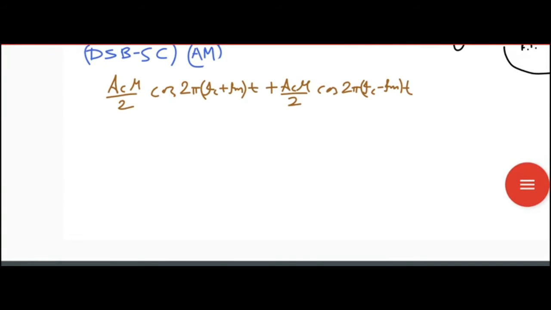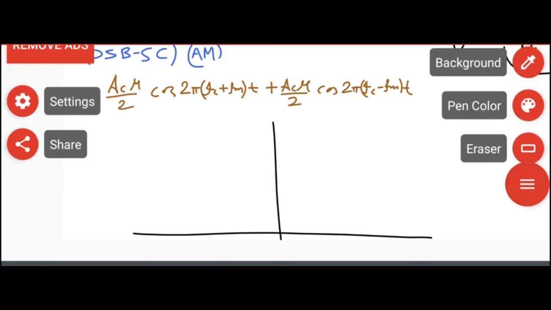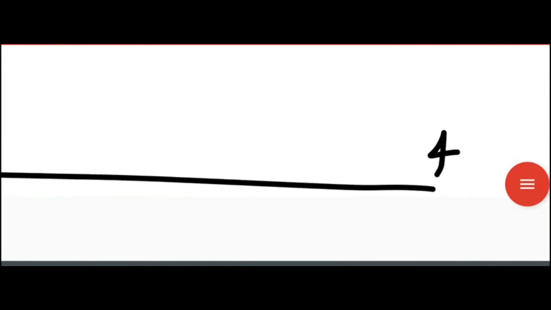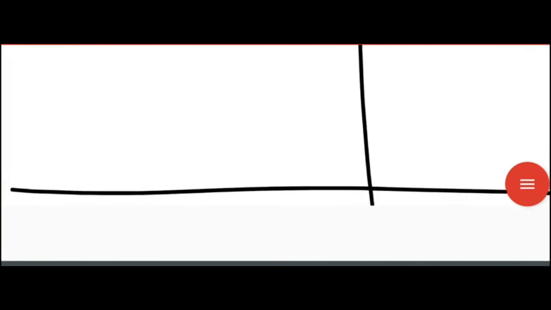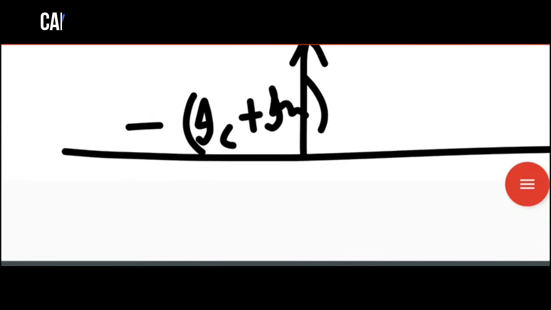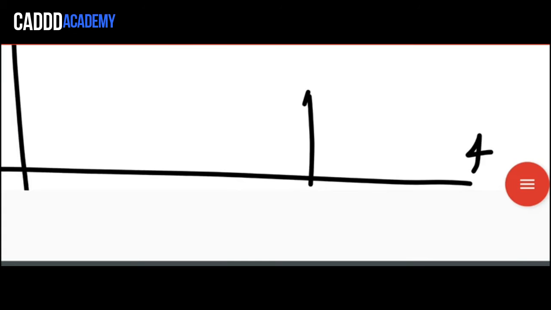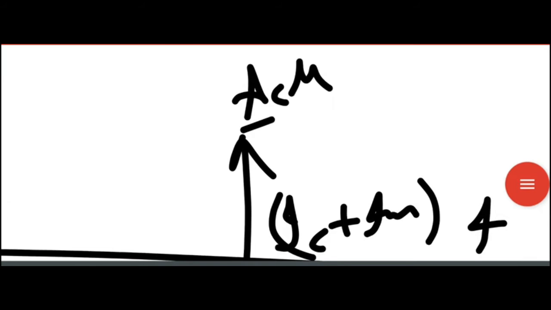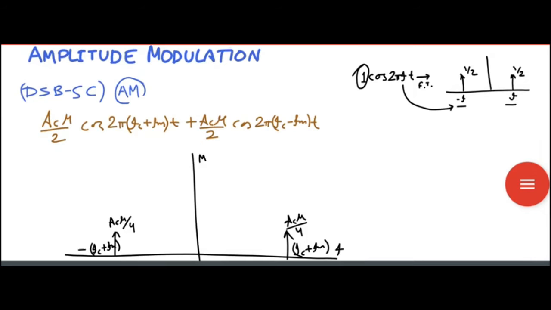Now we will represent this. We have seen how to represent the signal in the frequency domain. So this is the magnitude axis and this is the frequency axis. For the first term we will get AC mu by 4, and the location will be FC plus FM and the negative of that. The same at the positive frequency: the location will be FC plus FM, and the amplitude will be AC mu by 4. So this is for the first term.